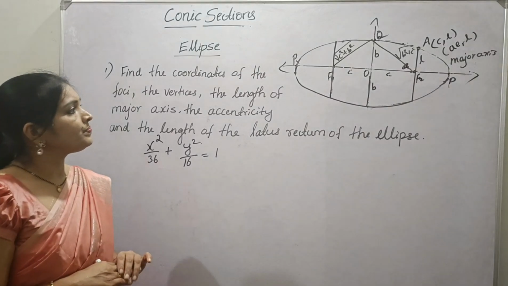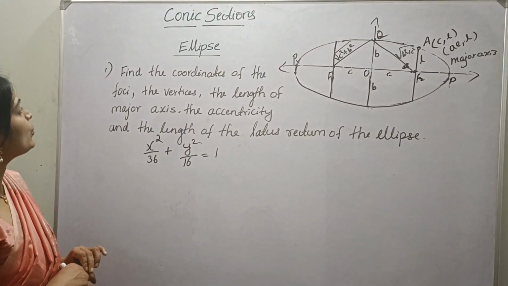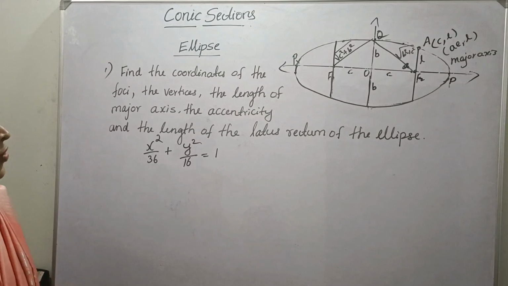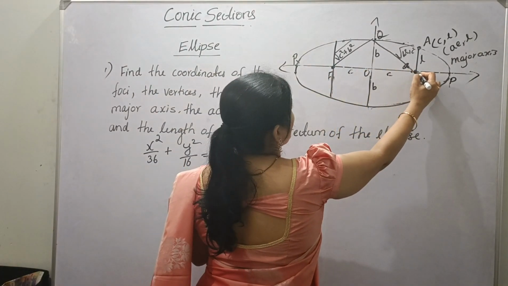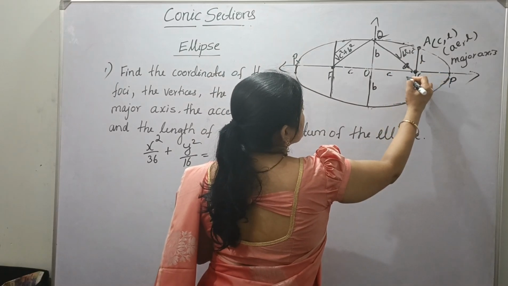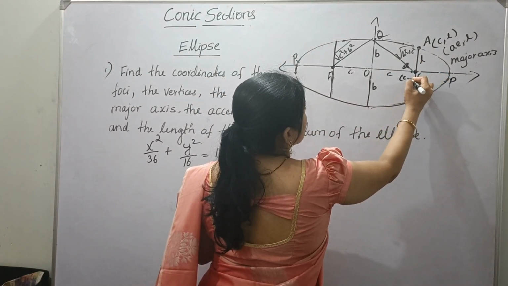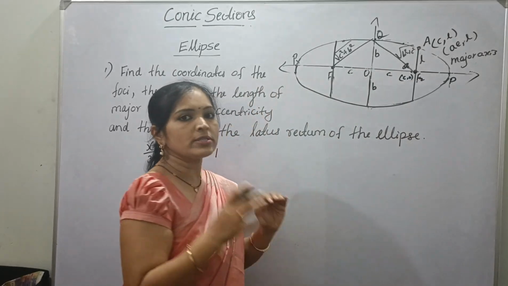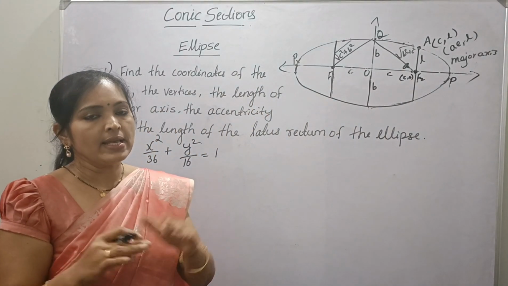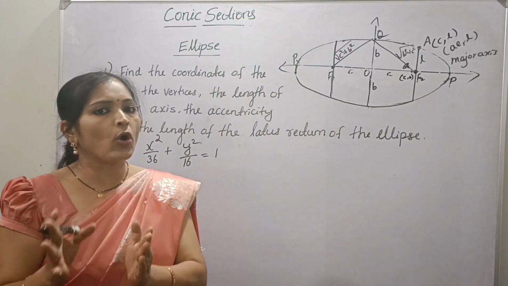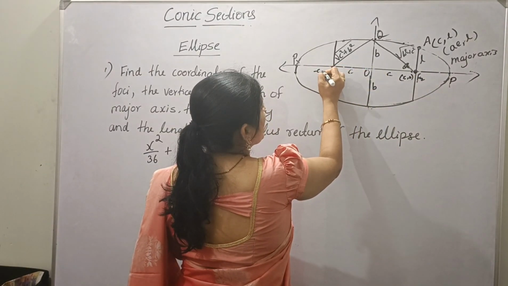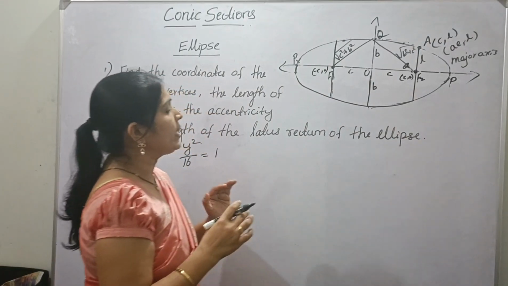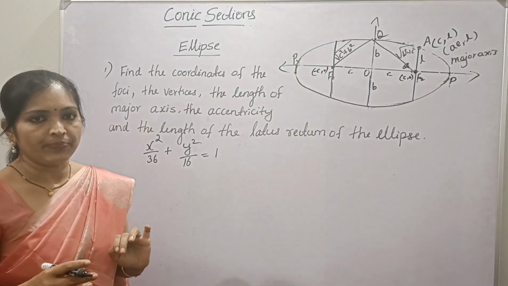First of all, we have to find the coordinates of the foci. The coordinates of the foci are these points. This point is nothing but (c, 0), because this point is on the x-axis, so the y coordinate value is 0. So here it is (c, 0) and (minus c, 0). So here we have to find c.